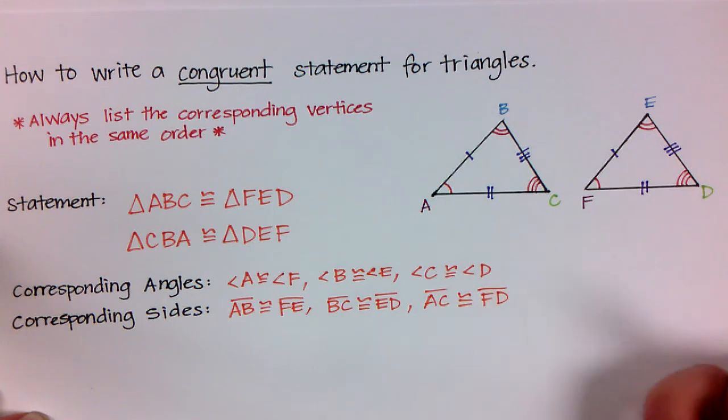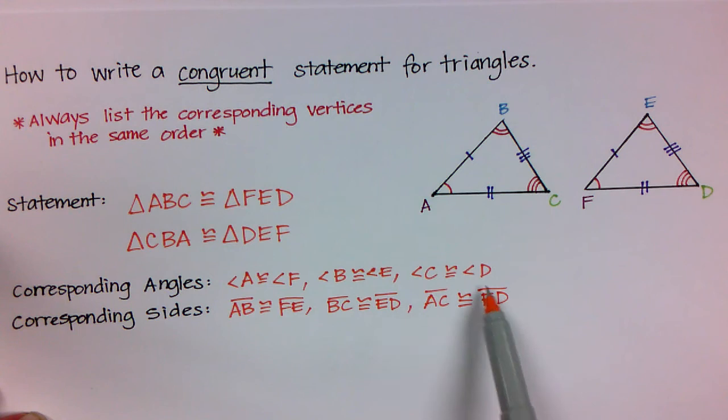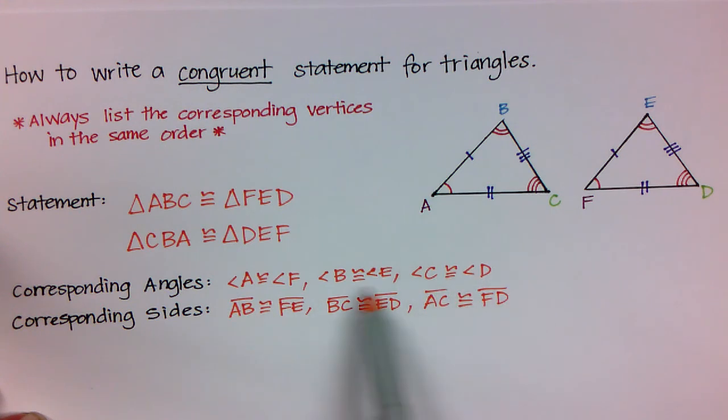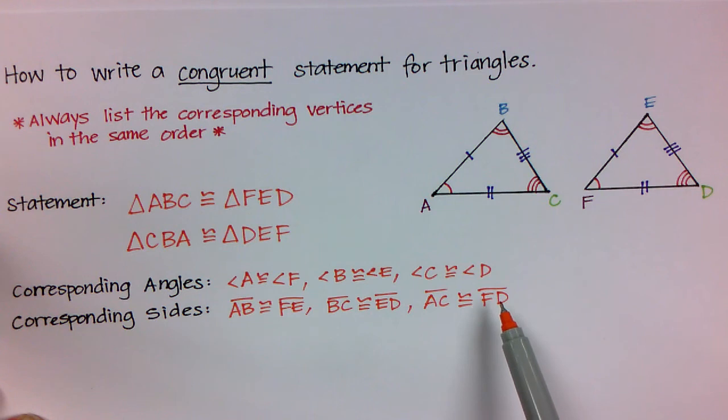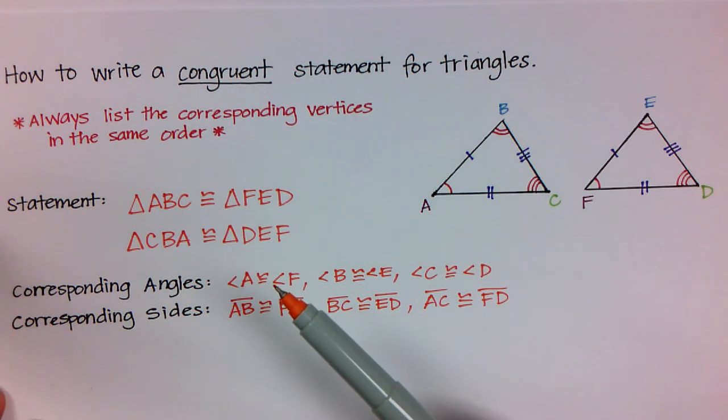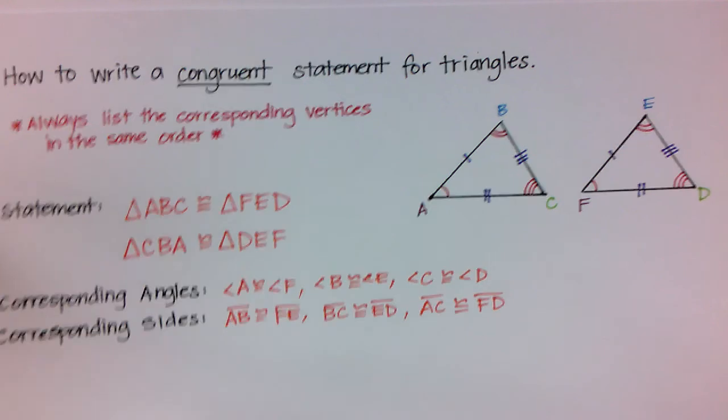And this is going to be really important later on, that if I can prove that these corresponding angles are congruent to one another and that the corresponding sides are congruent to one another, then that should prove that the two triangles themselves are congruent to one another. So let's move on.